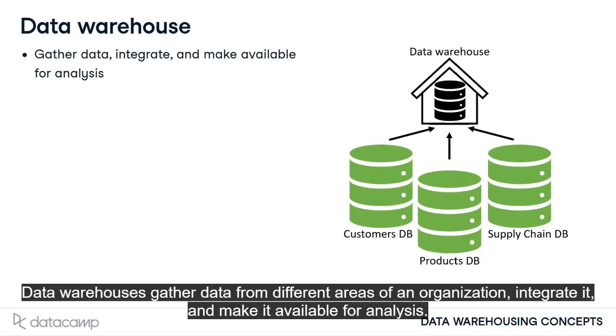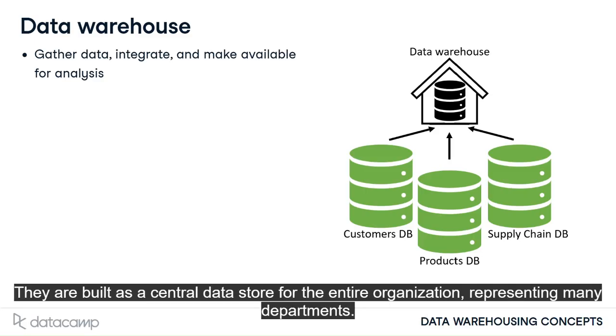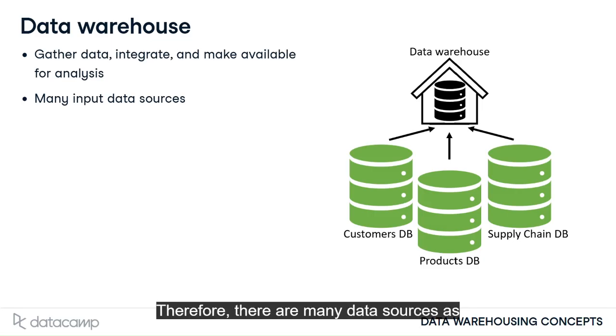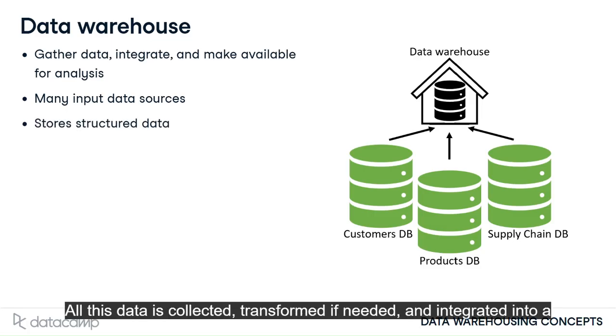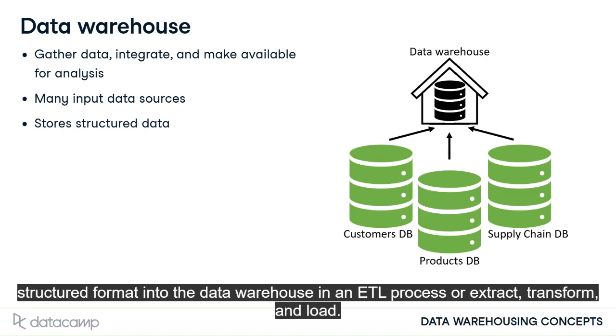Data warehouses gather data from different areas of an organization, integrate it, and make it available for analysis. They are built as a central data store for the entire organization, representing many departments. Therefore, there are many data sources as inputs to the data warehouse, including multiple databases or even non-databases such as a log file. All this data is collected, transformed if needed, and integrated into a structured format into the data warehouse in an ETL process, or extract, transform, and load.